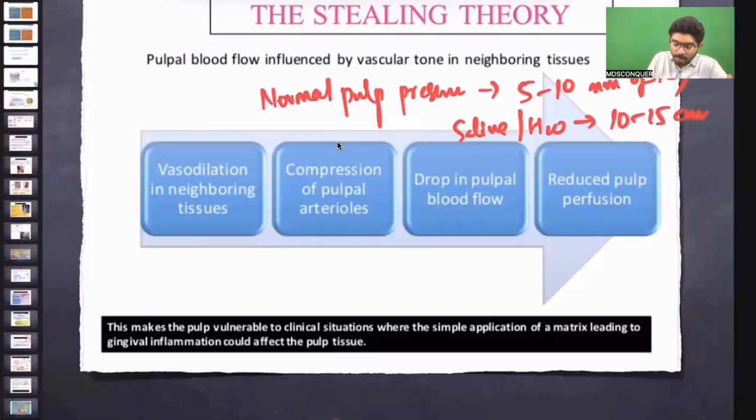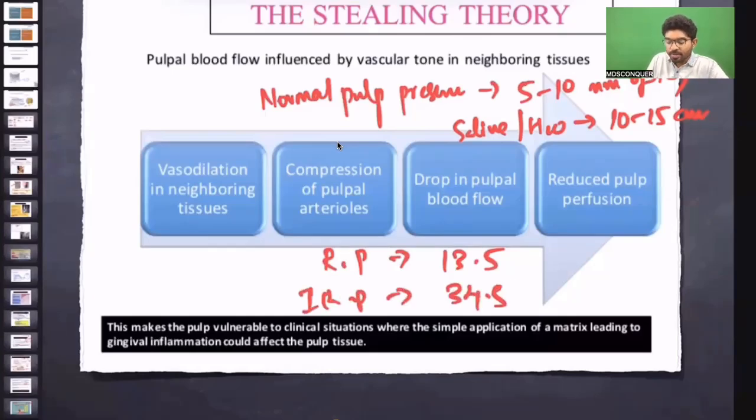So what is going to be the pulpal pressure in the case of reversible pulpitis? 13.5. Irreversible pulpitis? 34.5 mm of Hg.